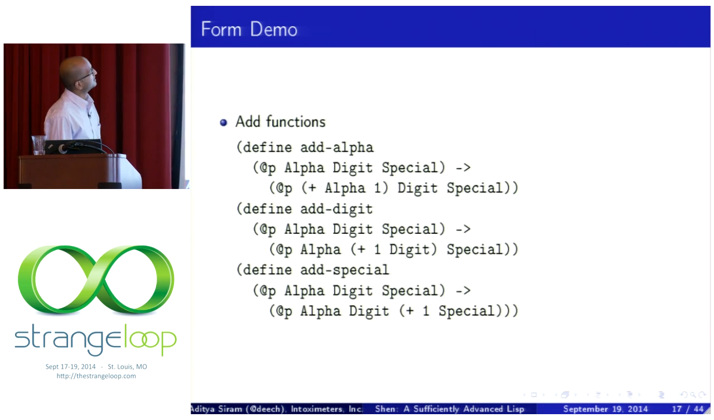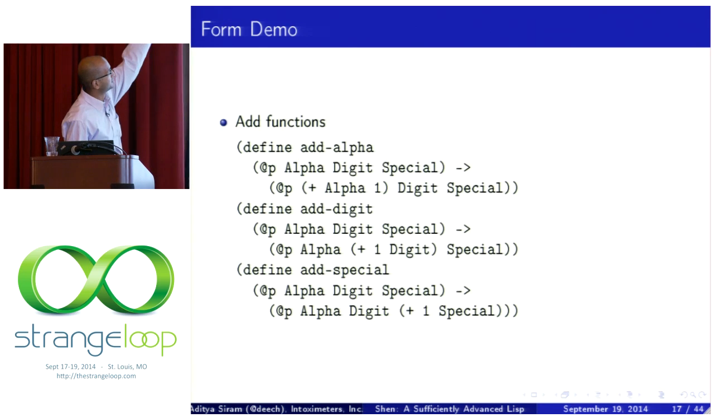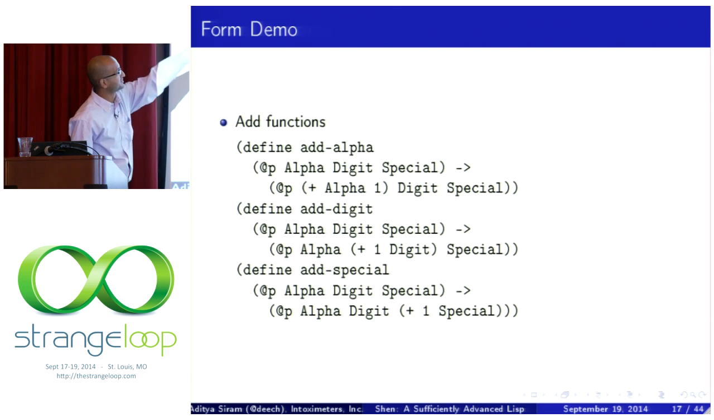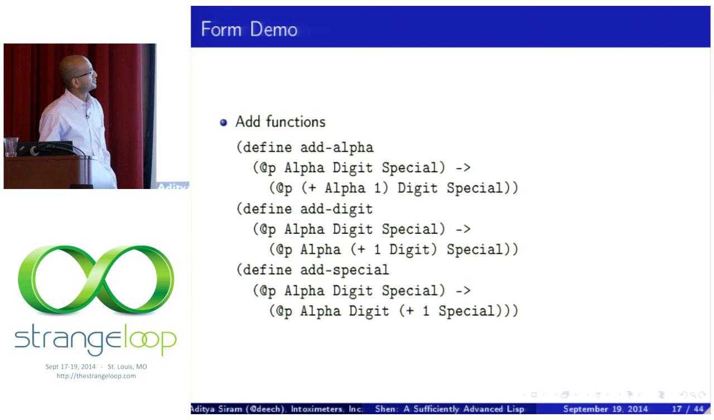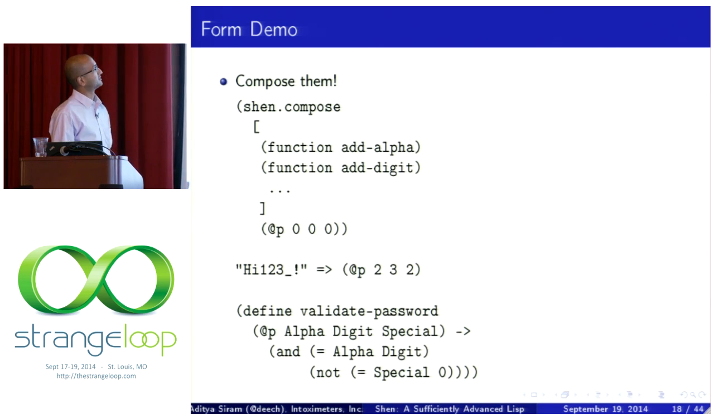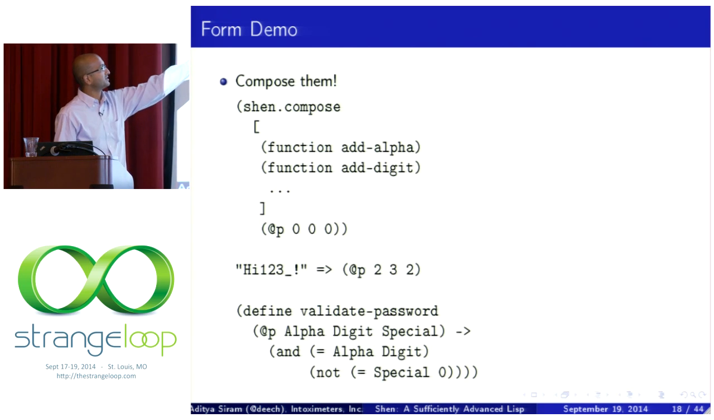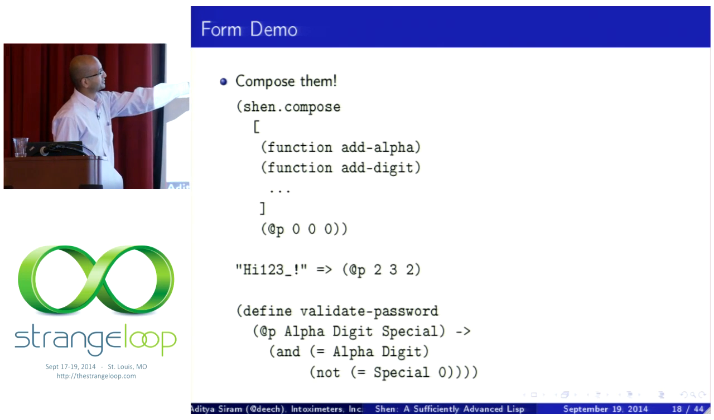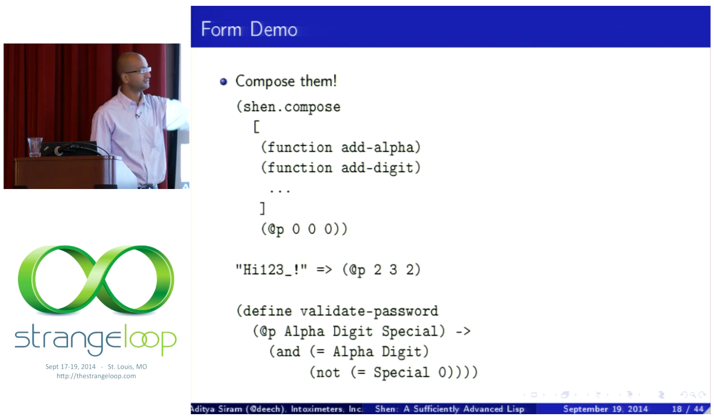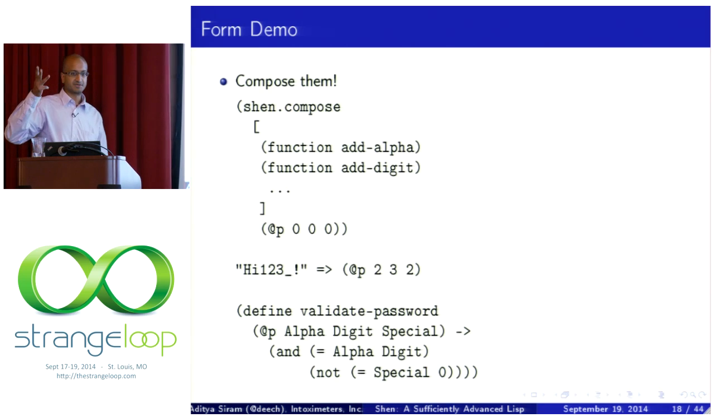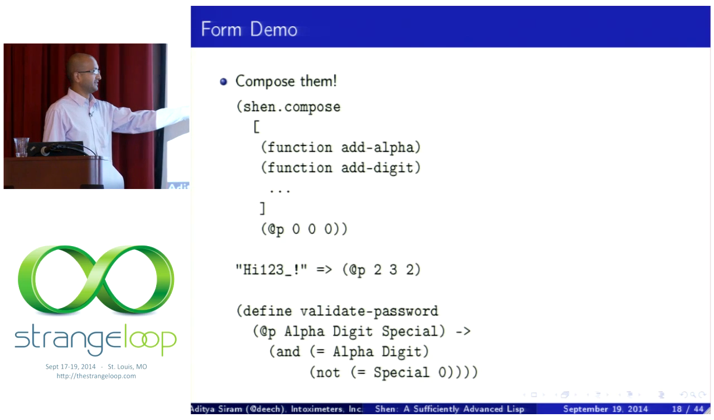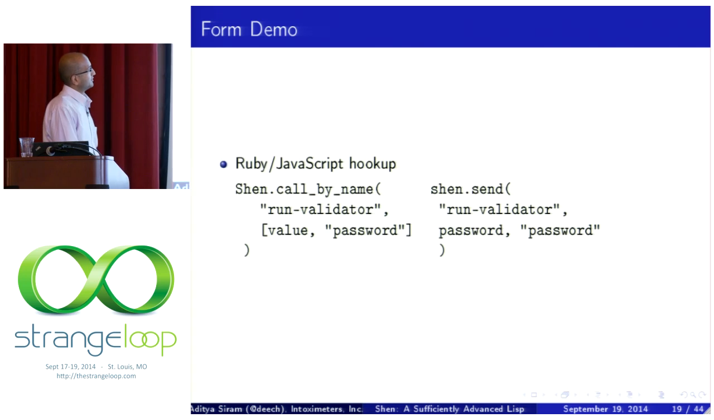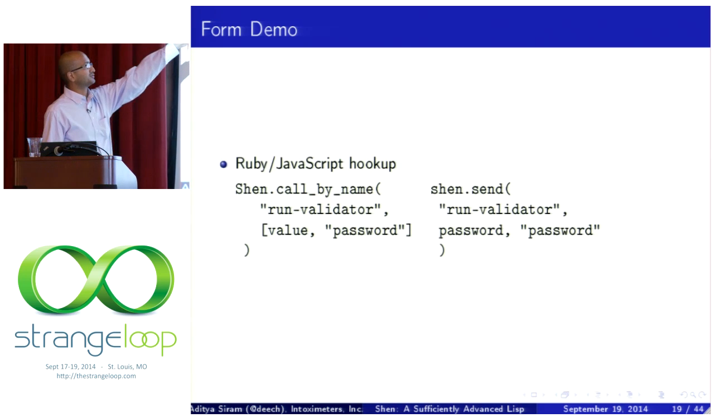And this is what addAlpha, addDigit, and addSpecial look like. They're just a triple, and all I'm doing is incrementing the right position in that triple. For alpha, it's the first. For digit, it's the second. And for special, it's the third. So Shen has this really handy function called compose, which takes a list of functions, an initial starting value, and just runs it all the way through that list of functions. So hi 1, 2, 3, I guess that should be bang underscore, gets turned into the triple 2, 3, 2, for 2 letters, 3 numbers, and 2 special case characters. And to validate that, you just have this function called validate-password, which takes that and does some very simple Boolean operations on it.